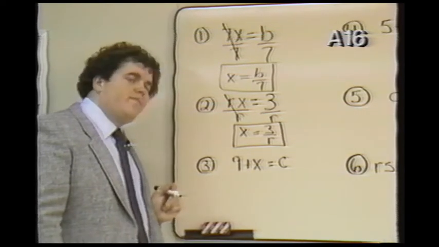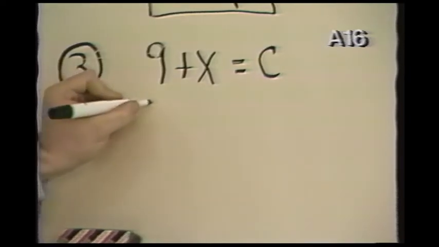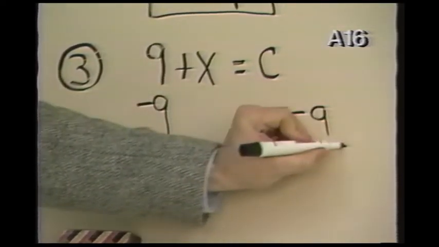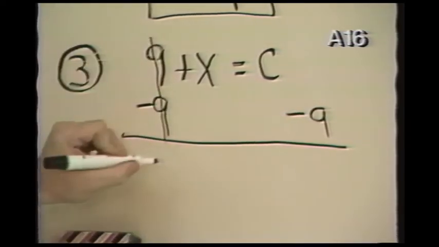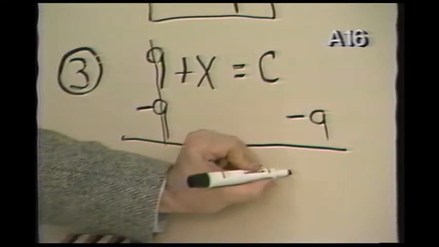Problem number 3. 9 plus x equals c. We're going to have to take away the 9 here and take away 9 here to find x. x therefore equals c minus 9.